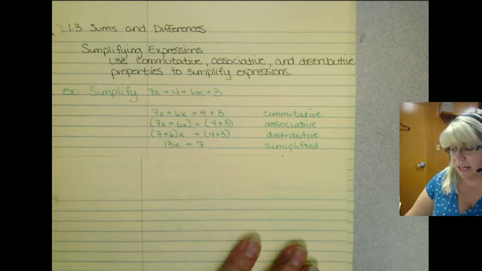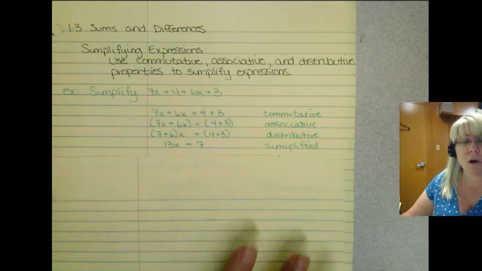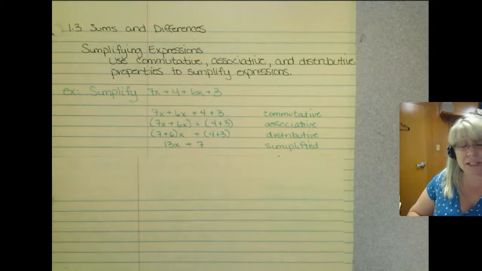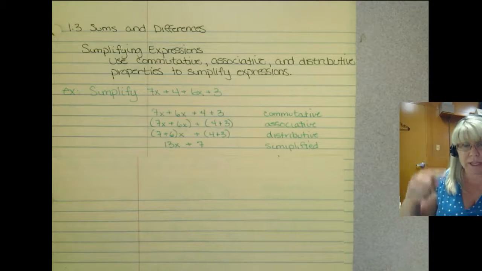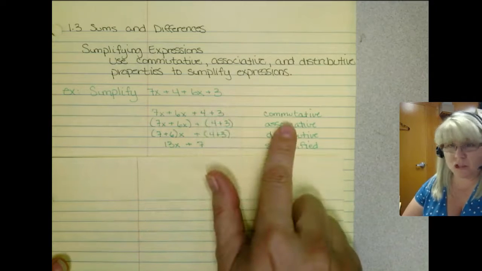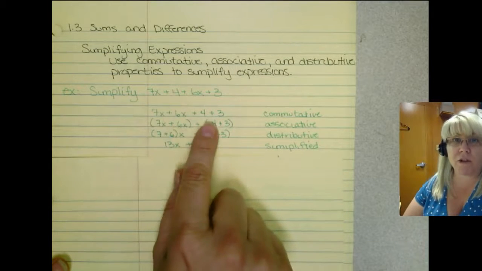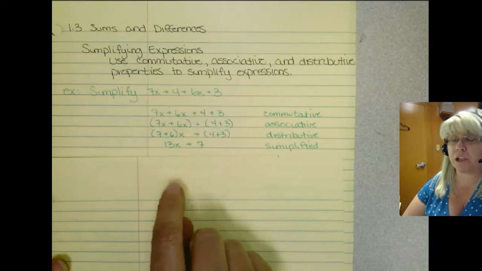So if we have 7x plus 4 plus 6x plus 3, we're actually using all of those three properties to simplify this expression. Now I know you probably already have jumped to the answer, 13x plus 7, just by adding like terms, but here's all the things that you're really doing in between. So the first thing you probably did was use the commutative property and put all the x's next to each other and all the constants next to each other. So you reordered it.